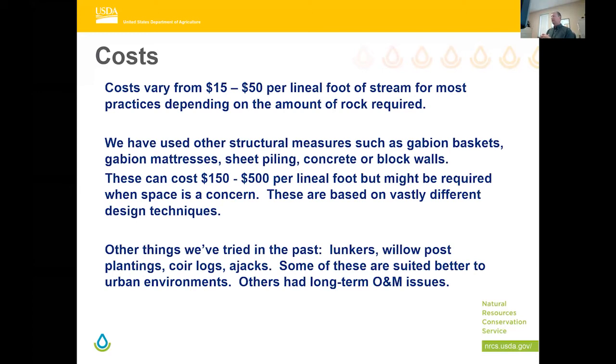So we've tried other things, lunkers, which are great for fish habitat, especially in urban areas. Those work. Sometimes we do those in conjunction with peak stone in urban areas or golf courses or things. Willow post plantings, different Ajax core logs. Some of those are better suited to urban environments, and some of them had long-term O&M issues like the willow post plantings and things. Hard to get survival out of those.